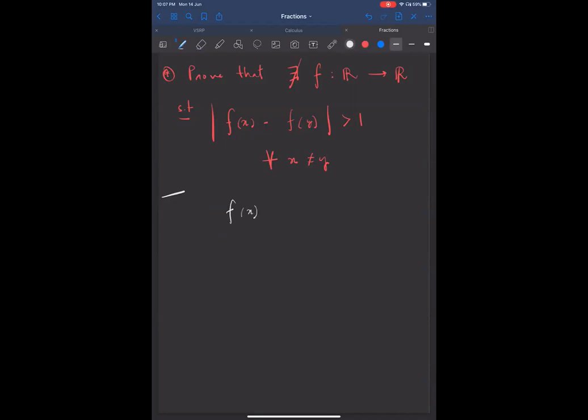Suppose f of x is between n and n plus 1. Then by our definition, there can be only one such number in this range. And there must also be another element, f of y, which is greater than f of x plus 1. How can you say that? By the property that the modulus of f of x minus f of y is greater than... Because everything can be below it, right? Either greater than or less than.